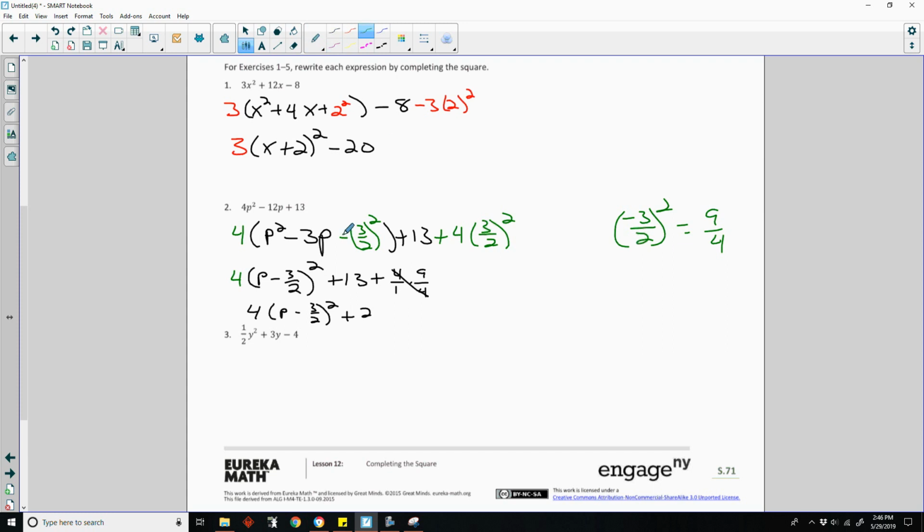Okay, made a mistake here. This is always going to be positive because when you square a negative, you get positive. So if that's plus, we have to subtract 4 times that. So 4 times a positive 3 halves squared minus 4 times 3 halves squared will cancel. All right. So anywho, this is minus. So when I take 13 minus 9, I get 4. So my final answer is 4 times p minus 3 halves squared plus 4.